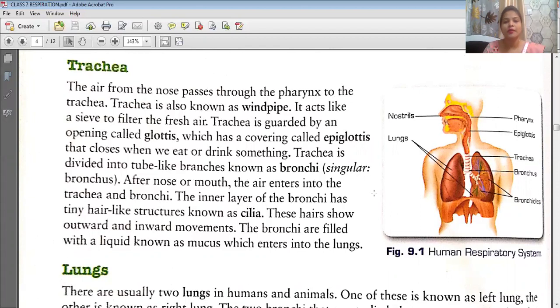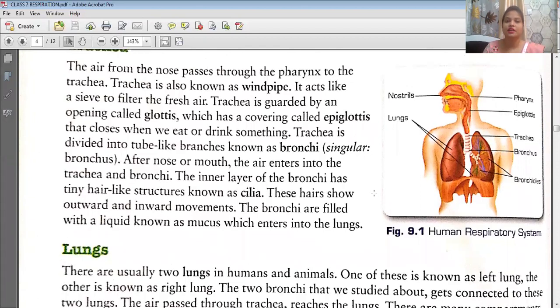The trachea is guarded by the glottis. There is a guard present in the trachea, known as the glottis, and this glottis is covered by the epiglottis, meaning the covering of the glottis is known as the epiglottis. This epiglottis closes whenever we eat or drink anything. So what is the work of this epiglottis? It closes when we eat or drink anything, because it is a common passage.